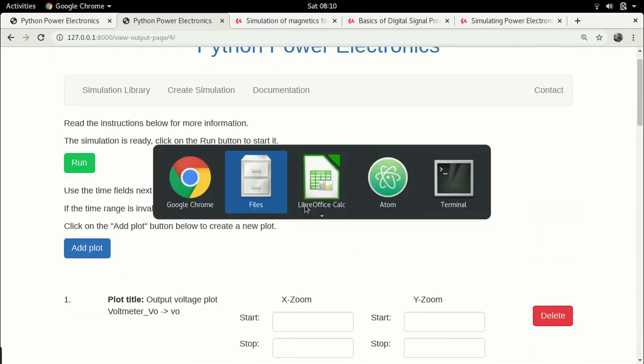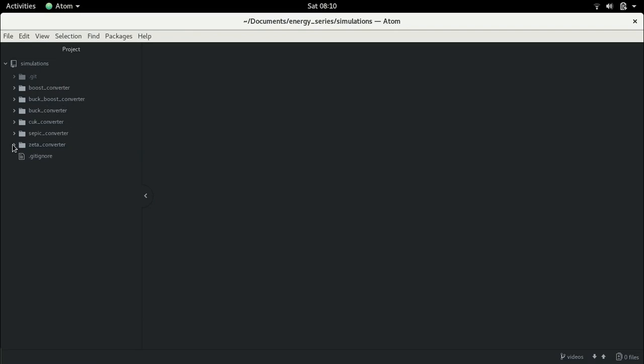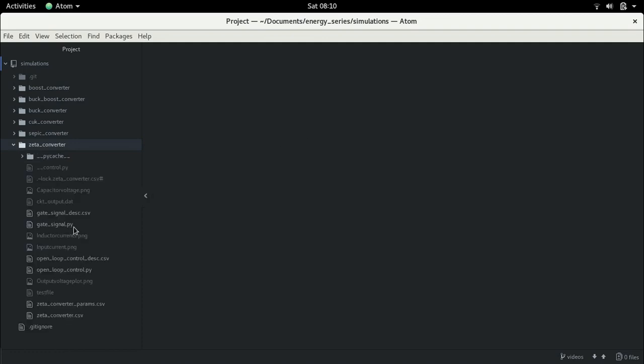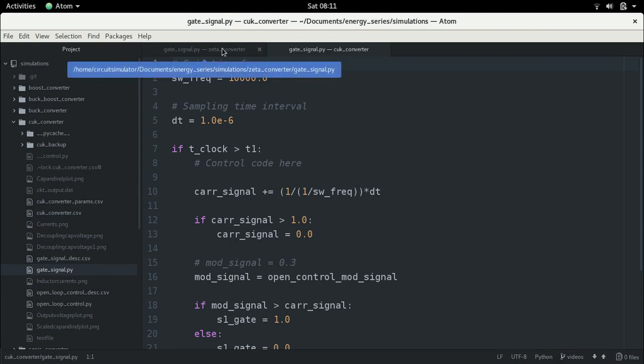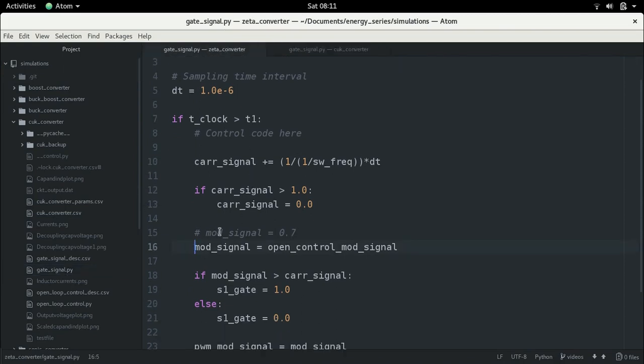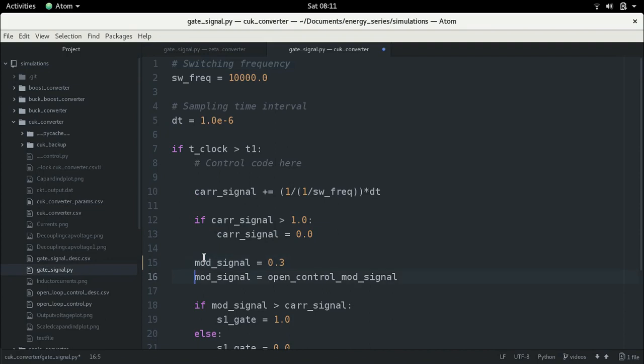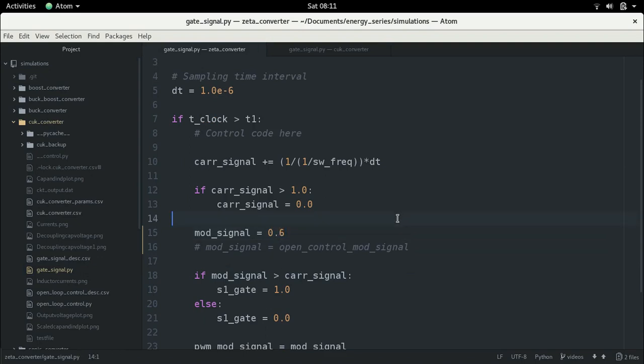Yeah. So the first thing I'm going to do is change something, because we have included the open loop control in both our simulations. Let me open the gate signal.py, and here too the gate signal.py. So let me remove this open loop control and bring in a constant modulation signal. So let me put it at 0.5 to be exactly halfway. Actually, let me make it 0.6 so that it's in the boost mode. Let's bring it here and put it at 0.6. Right. So let us run these two simulations.